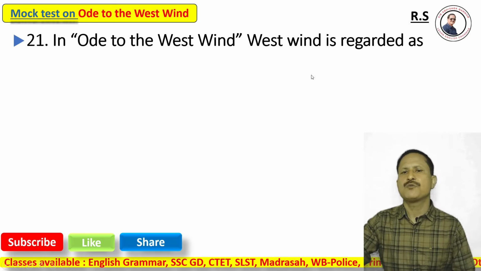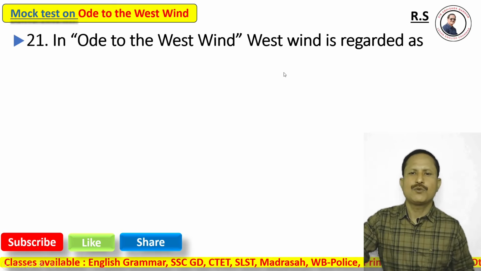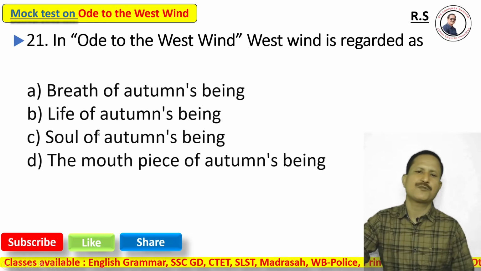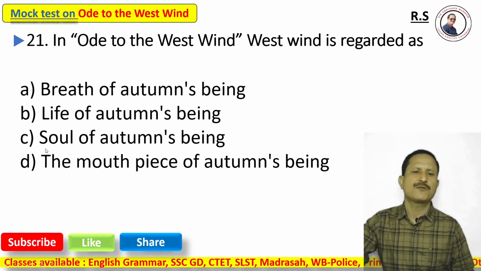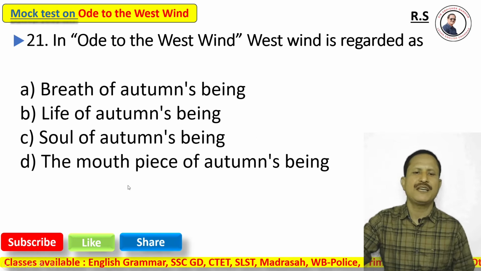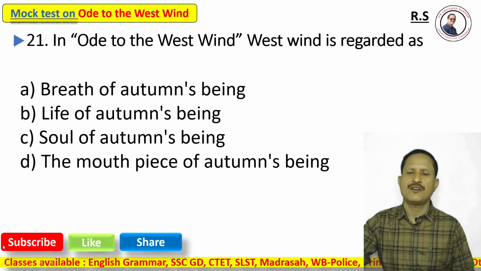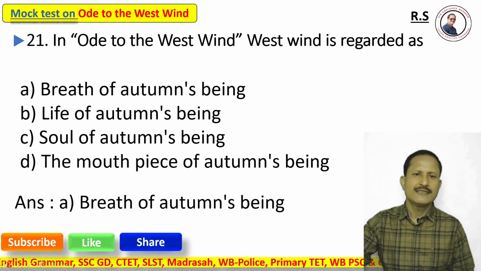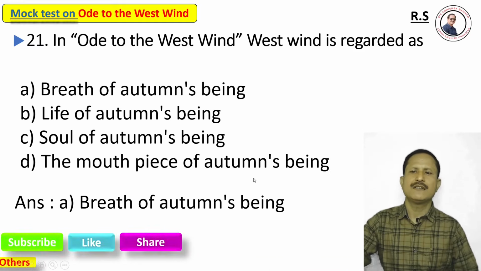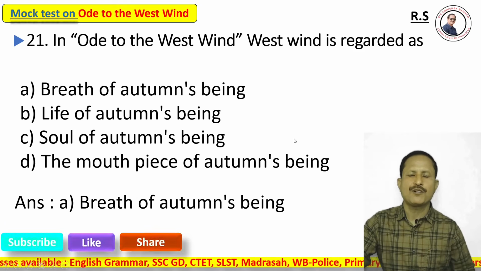In Ode to the West Wind, the West Wind is regarded here as option A, breath of autumn's being; option B, life of autumn's being; option C, soul of autumn's being; option D, mouthpiece of autumn's being. The right answer is that the West Wind is here regarded as the breath of autumn's being.